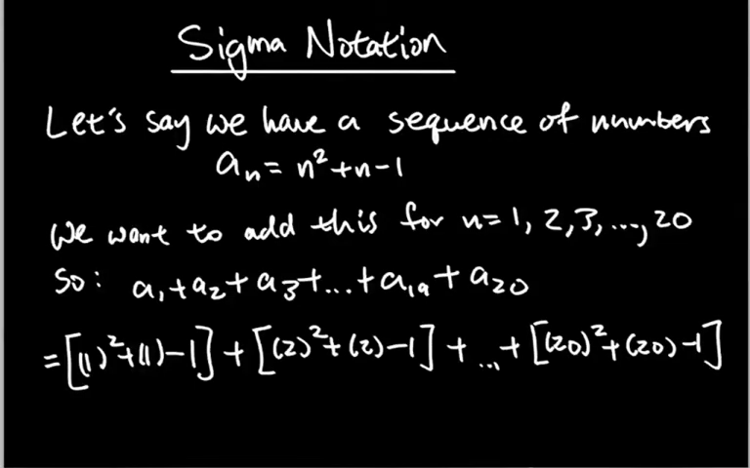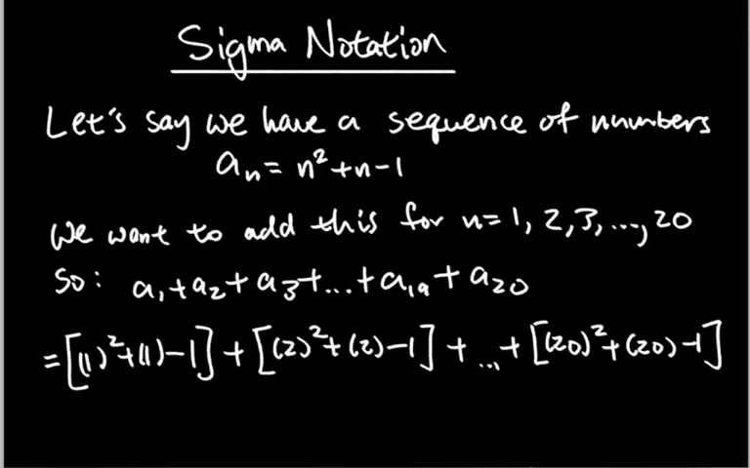Alright, hello class. So in this video we're going over sigma notation. Let's just say that we have a sequence of numbers. I'm going to call it a sub n, and it's equal to n squared plus n minus 1. And we want to add this for n equals 1, then 2, then 3, all the way till 20.